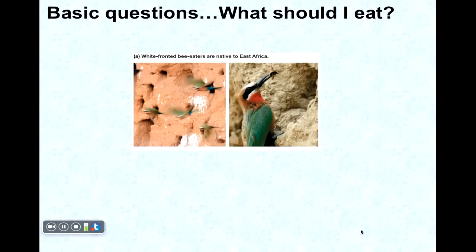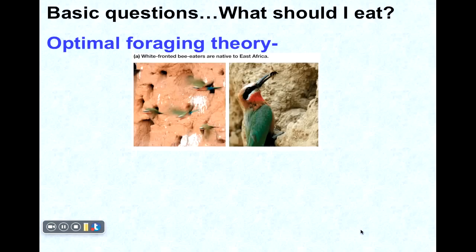What are some basic questions related to behavioral ecology that we'll address over the next few moments? Well, first of all, the basic question, what should an animal eat? Well, there's this so-called optimal foraging theory. In essence, what the optimal foraging theory says is that animals should optimize or maximize the amount of calories that they take in relative to the amount of calories that they expend trying to capture their food.